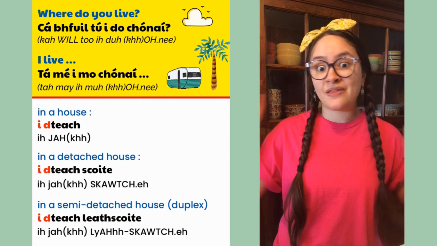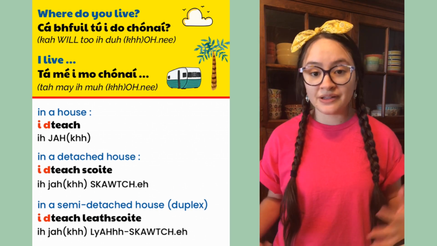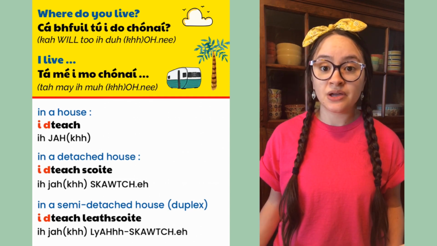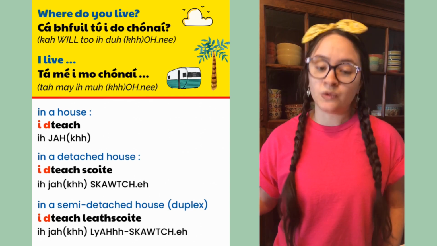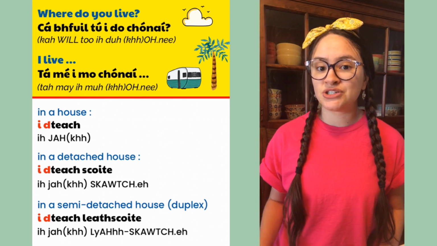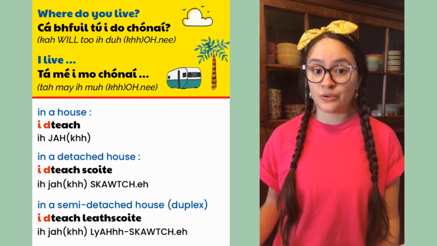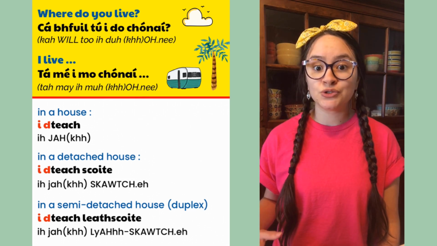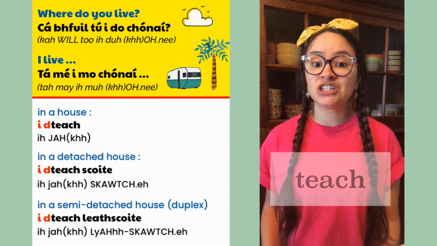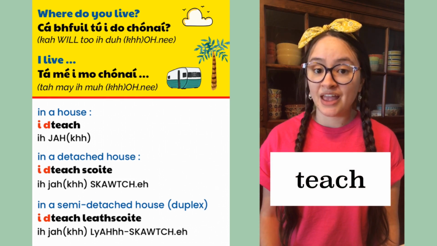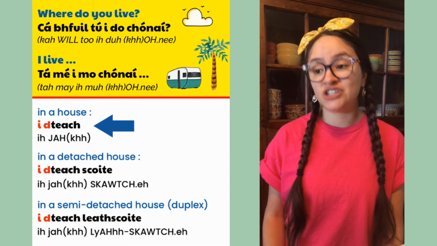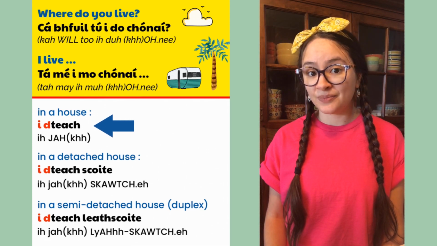Now let's start in with a whole list of really common kinds of residences where you could live and tell someone that you live in. First, let's start with the obvious, in a house. Now just house or a house is teach. In a house, i dteach.